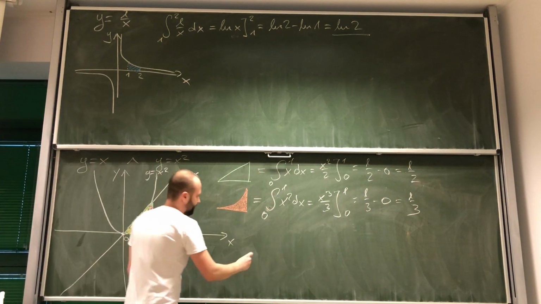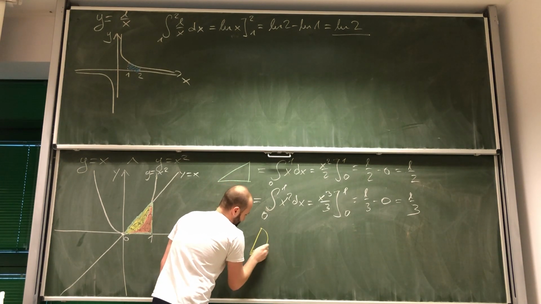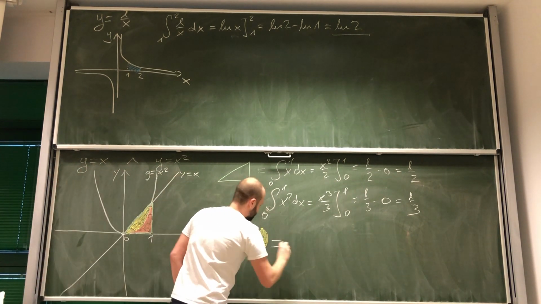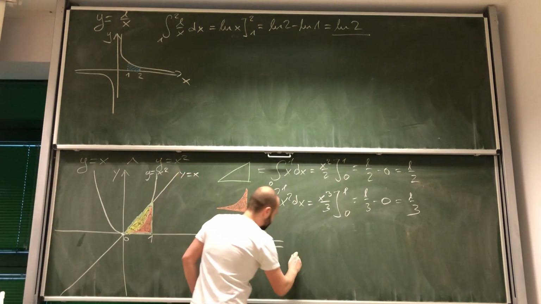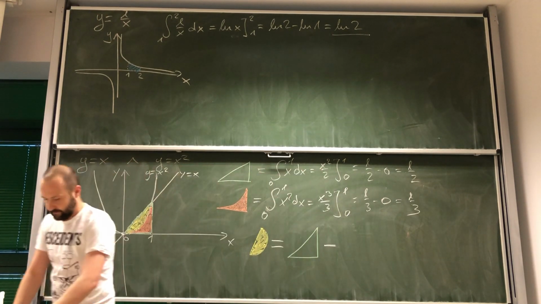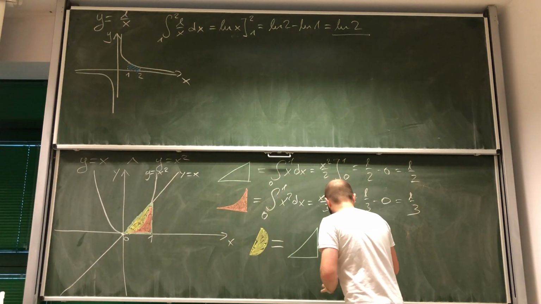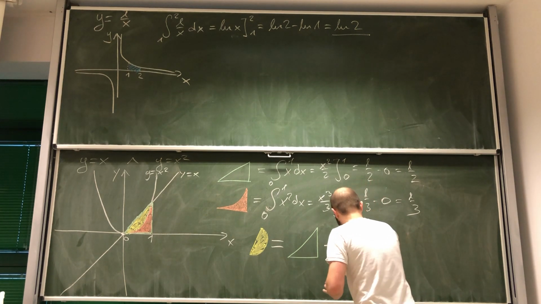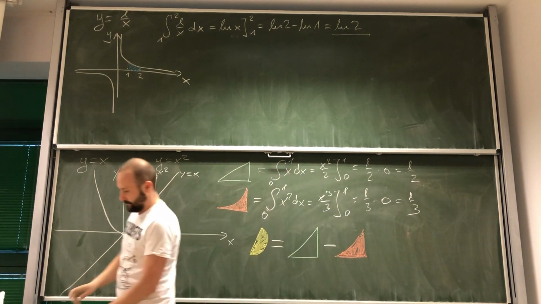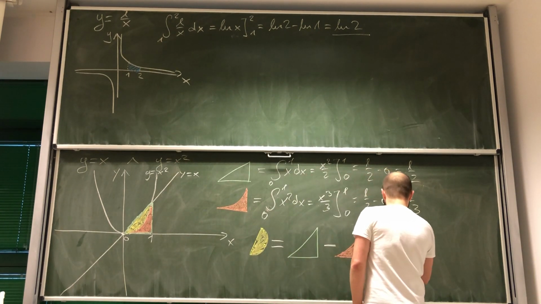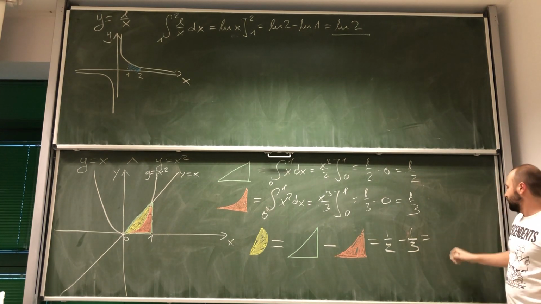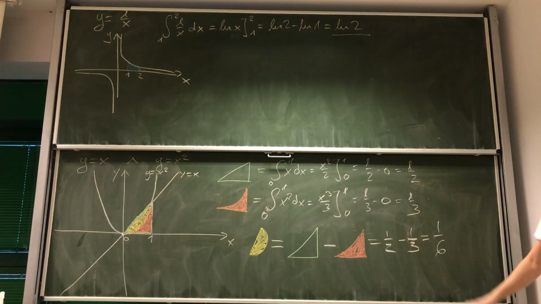Well, this shape I can obtain by taking the triangle and subtracting from the triangle this shape, so I will get that this is 1 over 2 minus 1 over 3, right? Which is of course equal to 1 over 6.